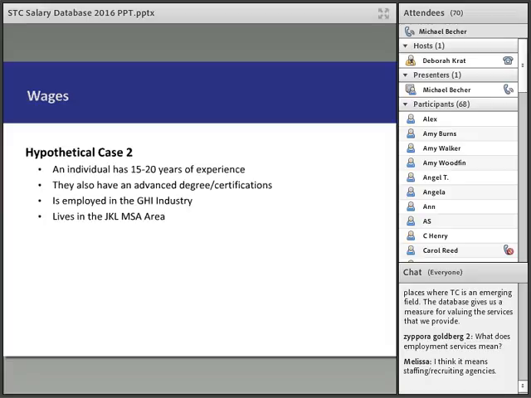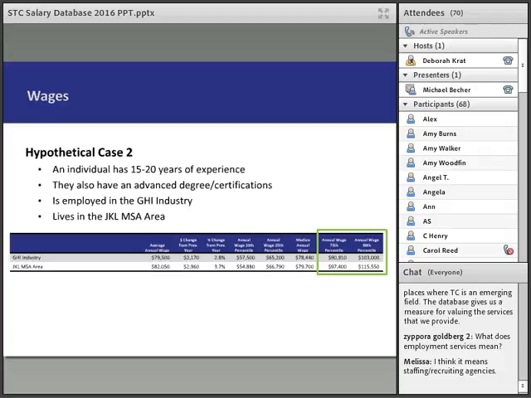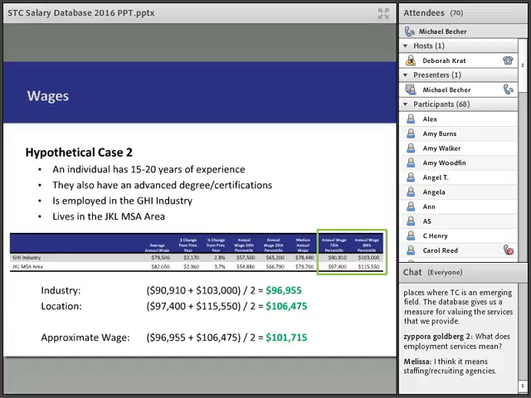So now, let's say that you have 15 to 20 years of experience. You have an advanced degree or certifications. You are employed in the GHI industry, and you live in the JKL MSA area. So following that same pattern, we know with that experience and those degrees and certifications that we should be looking at the 75th and 90th percentile. Maybe that person feels they fall not necessarily at the 90th, not necessarily at the 75th, but they want to do right in between, right at that 82.5 percentile. They feel like that would be a good place for them to look for what their wage should be.